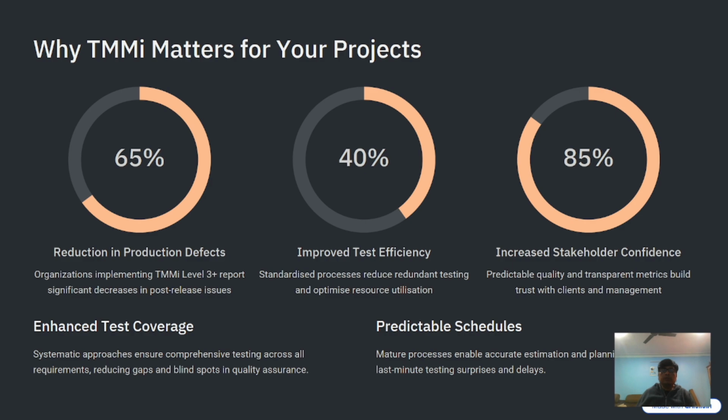Predictable schedules. Mature processes enable accurate estimation and planning, eliminating last-minute testing, surprises and delays. Many times it has happened that when we are going to close the phase, when we are going to push the code to production, some kind of critical defects come out, and there are surprises. They are hard for the test manager and project manager to decide what to do. So when the TMMi is in place, these critical defects can easily be predicted. This is the power of the TMMi.